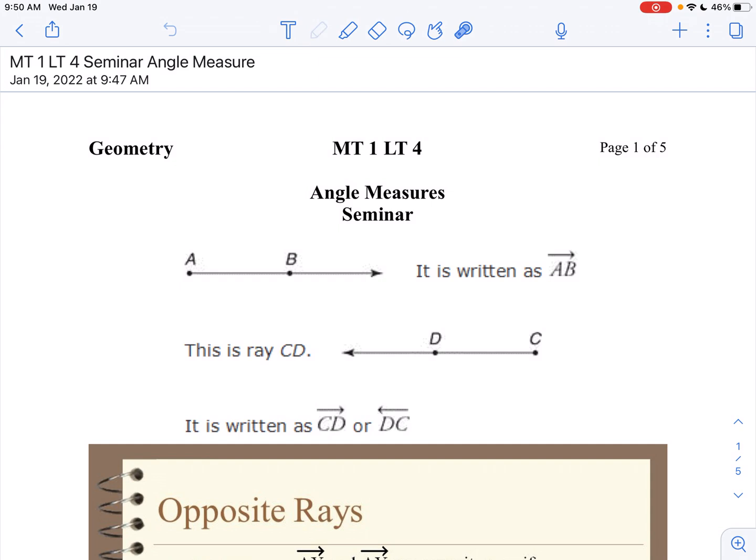And then if I have a ray that goes up and down, like for example, then it should make sense. Like if I call this X and this Y, I'm not going to put an arrow up and down. I'm going to say XY, and I'll put my ray above it.